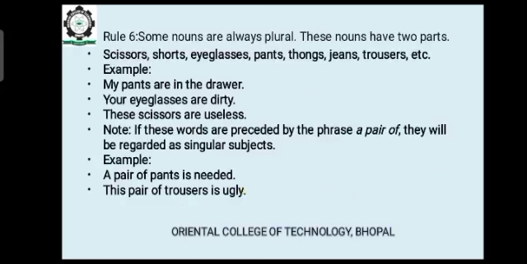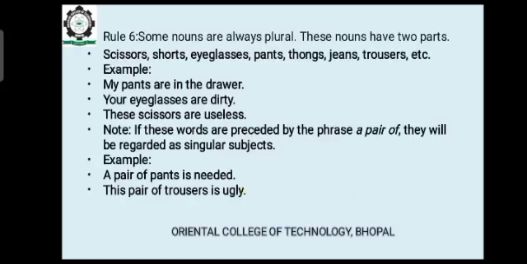Rule number 6. Some nouns are always plural. These nouns have two parts: scissors, shorts, eyeglasses, pants, tongs, jeans, trousers, etc. Example: my pants are in the drawer. Your eyeglasses are dirty. These scissors are useless.